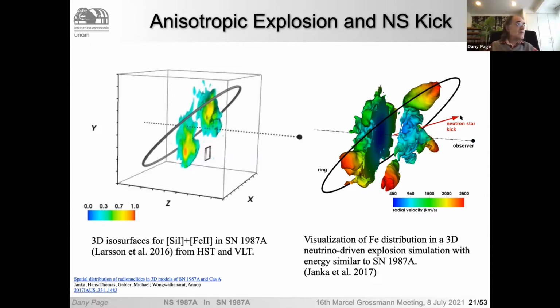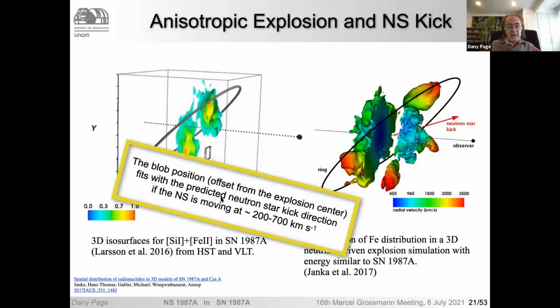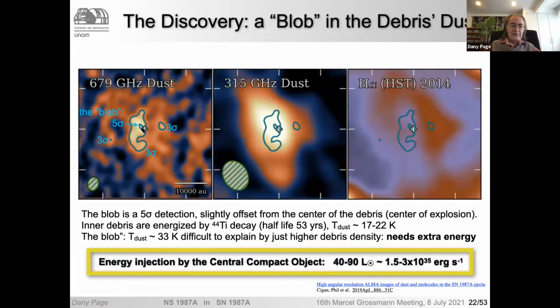And remember, I showed you in the image that the neutron star is not in the center. So they predict that the neutron star is moving at a velocity between 200 and 700 kilometers per second. And remember, this is the center of the explosion. This is where the blob is. And this is exactly the direction in which the simulation predicts the neutron star should be. So in some sense, I like to call this the duck story. It walks like a duck, it has feathers and it quacks. So what is it? It is a duck. So this one walks in the right direction.